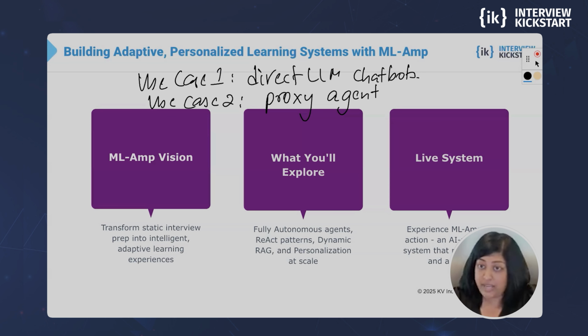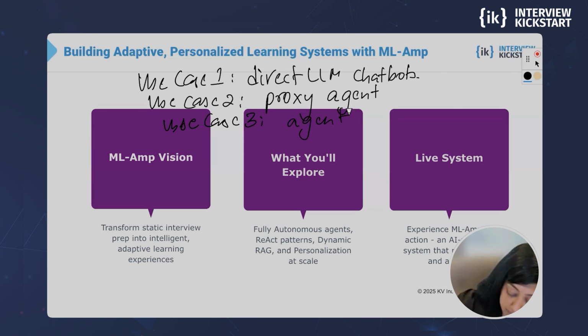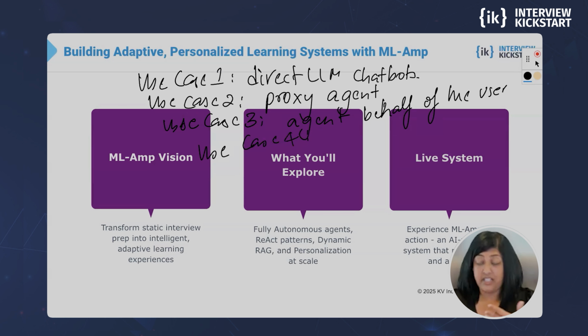And lo and behold, ChatGPT presents that the weather today in San Diego is nice and sunny. It's 75 degrees Fahrenheit outside. Nice day for a walk. And that's it, right? Use case three, this is an agent acting on behalf of the user. Now, there's yet another use case, another way in which we interact with LLMs.